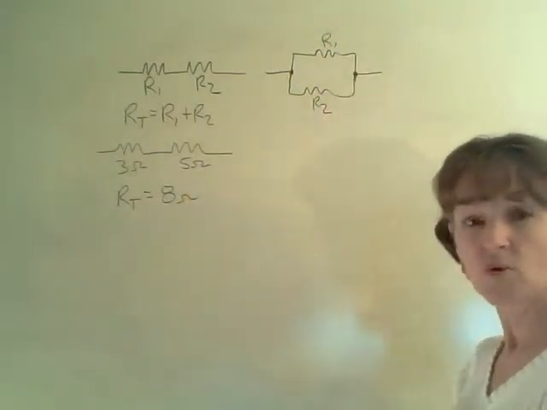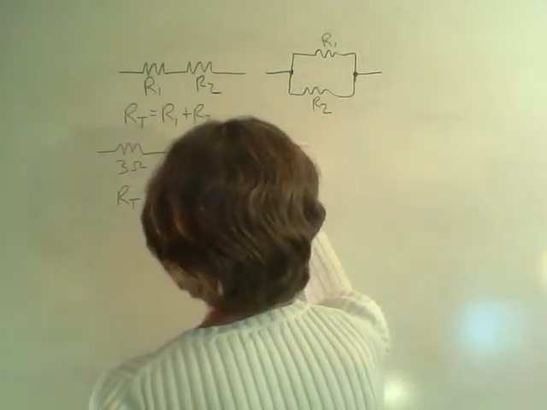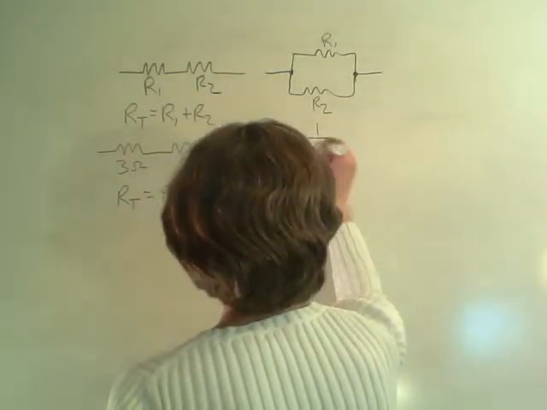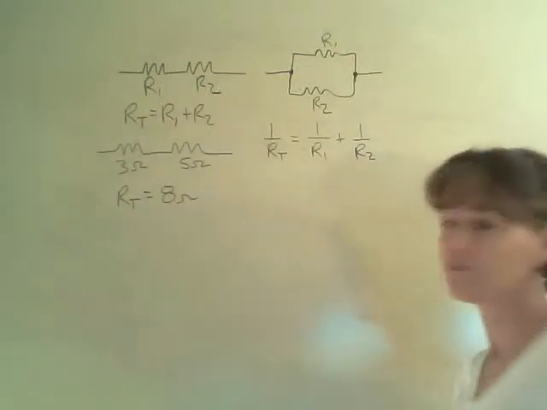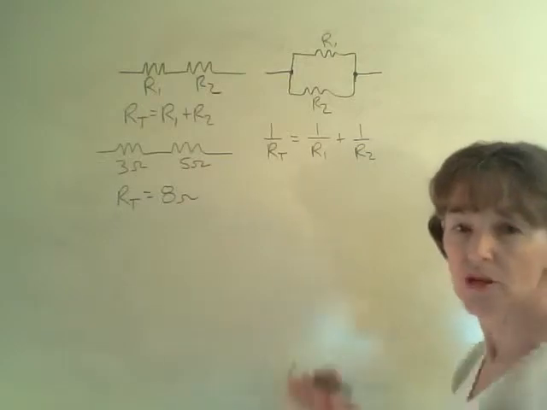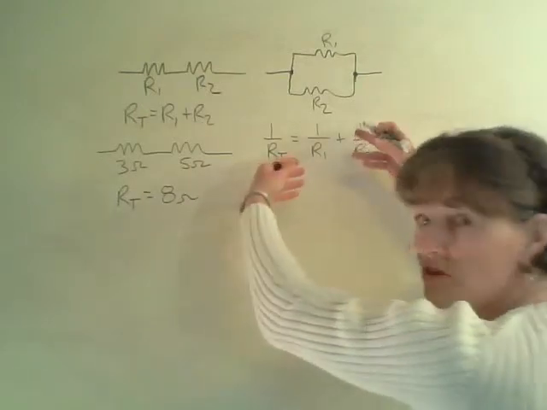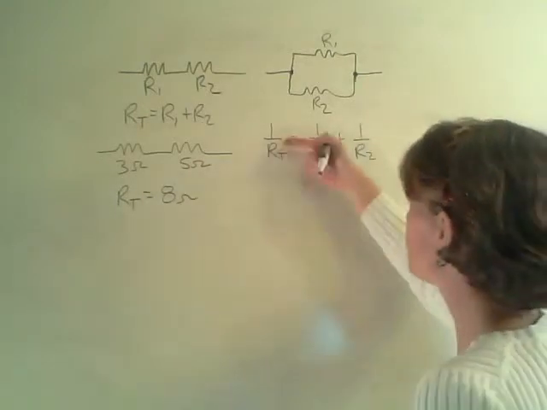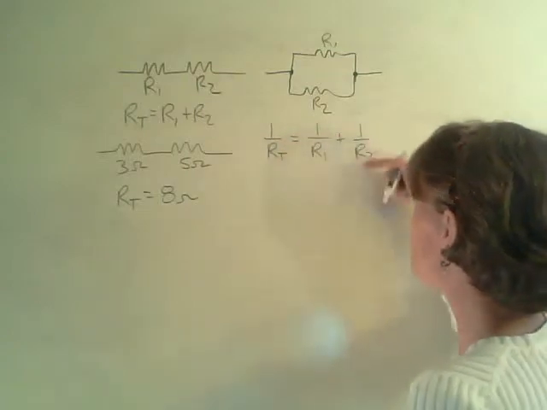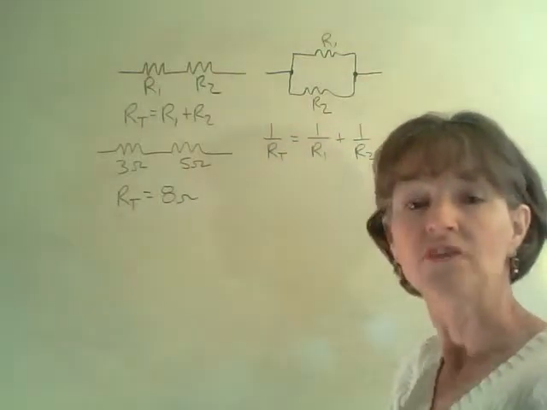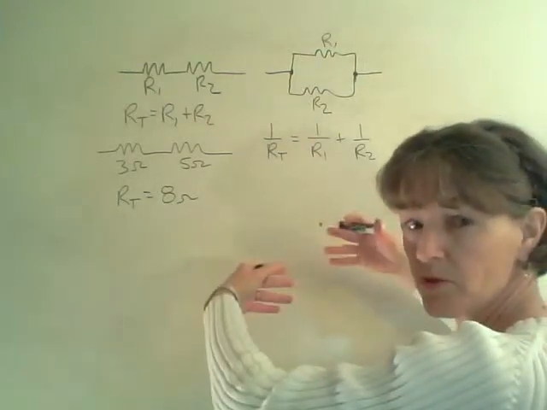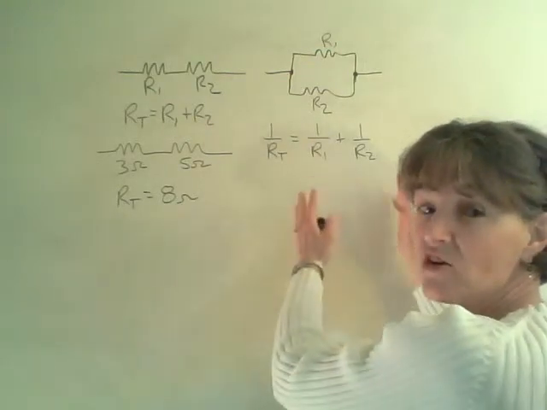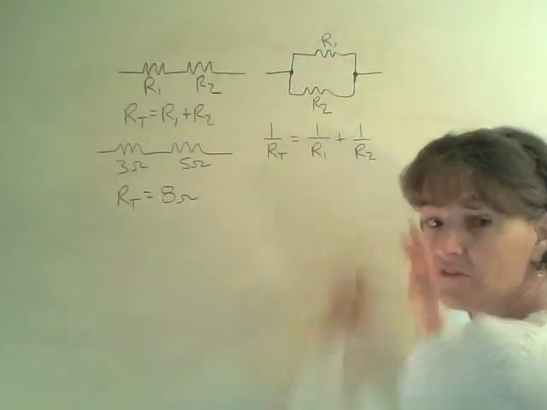Now, when I write an equation for the total resistance in this circuit, it looks like this. 1 over RT equals 1 over R1 plus 1 over R2. Now, I have to be careful. A lot of students want to just flip this equation and say, oh, well, that means RT equals R1 plus R2. No, you can't do that mathematically. When you flip both sides, when you take the reciprocal of both sides, it has to be the entire side, not the individual parts of the side.